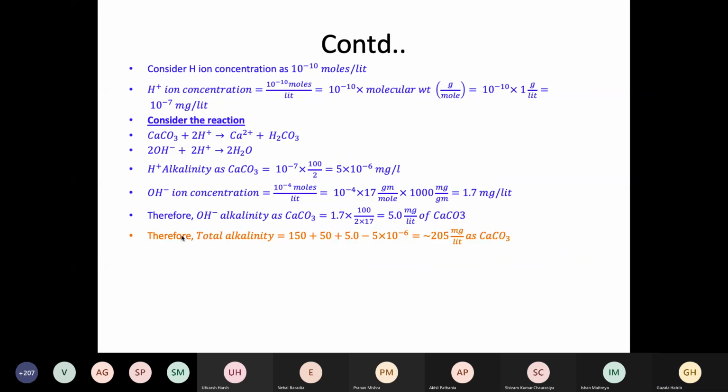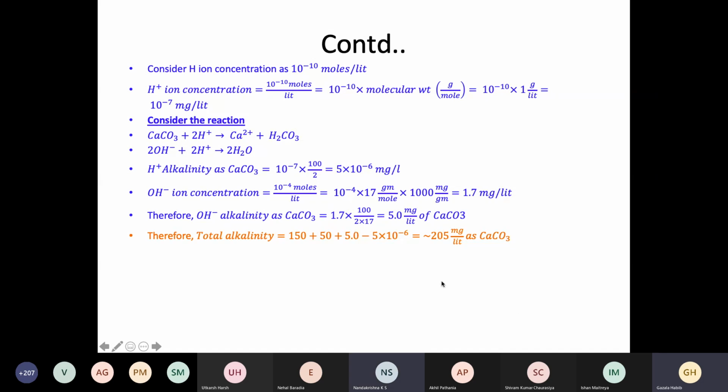How many of you think that one reaction is missing over here, or am I thinking about it in the wrong way? There should be one reaction between CaCO3 and OH minus, right? Then only this formula will be used. 2 into 17, so this is 5 mg per liter. Anybody who wants to say something?